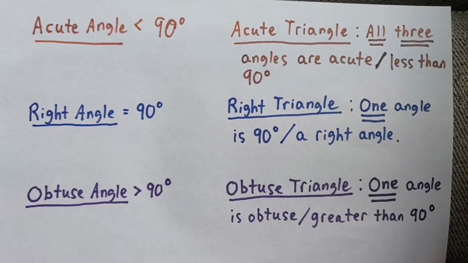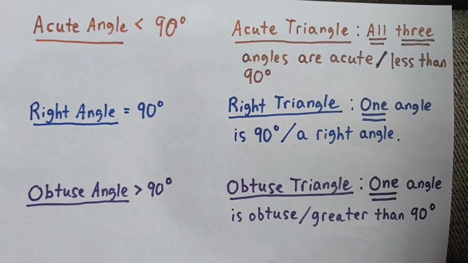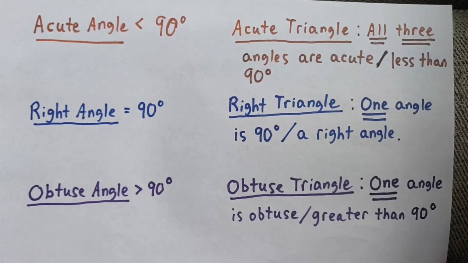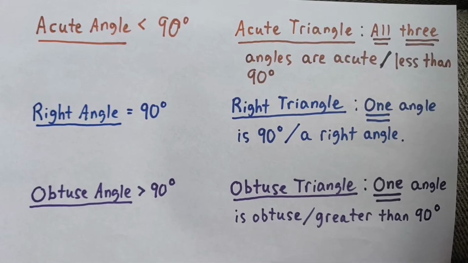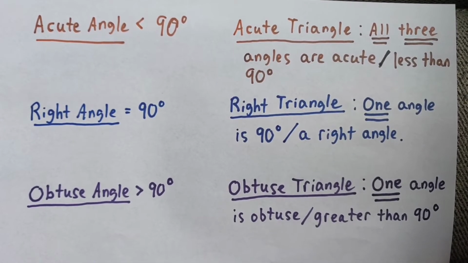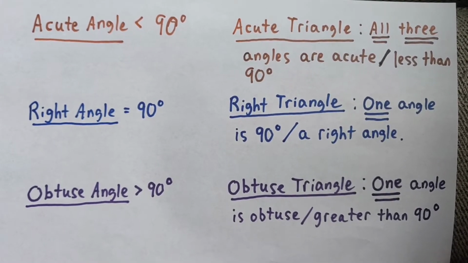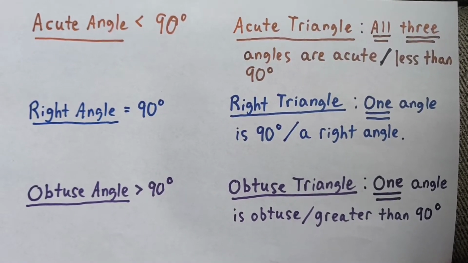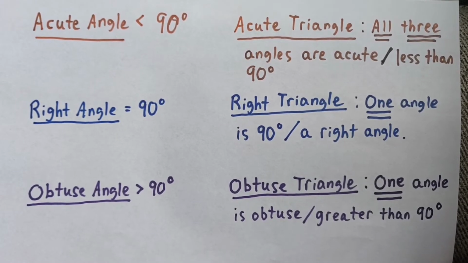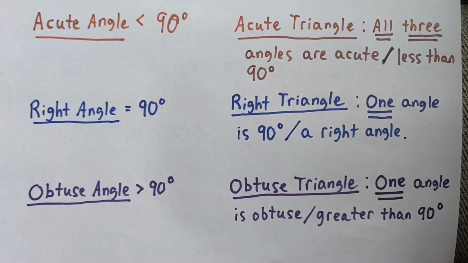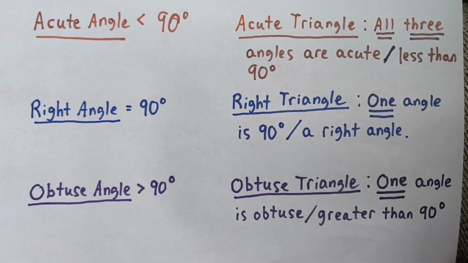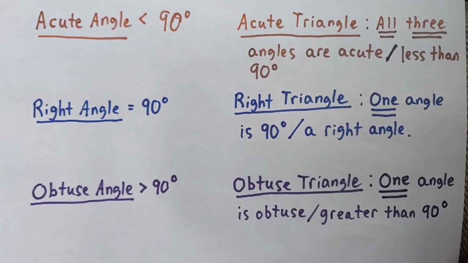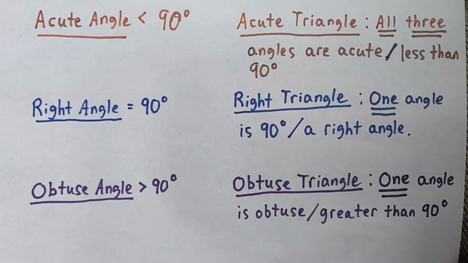Now look at in blue in the middle on the left, we have what we already know, that a right angle equals 90 degrees. And then on the right it says right triangle. And for something to be a right triangle, one angle has to be 90 degrees, which is a right angle. So if we have a triangle where one angle is 90 degrees, that's a right triangle, just like a right angle is an angle that's 90 degrees, that equals 90 degrees.